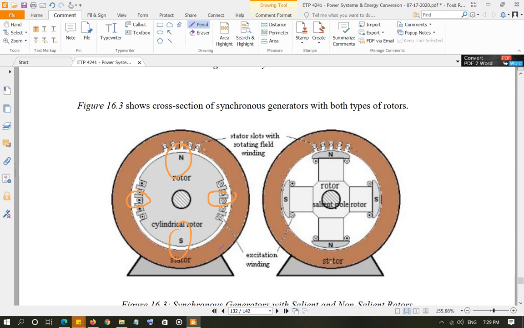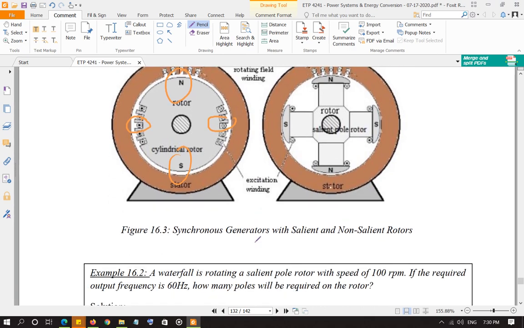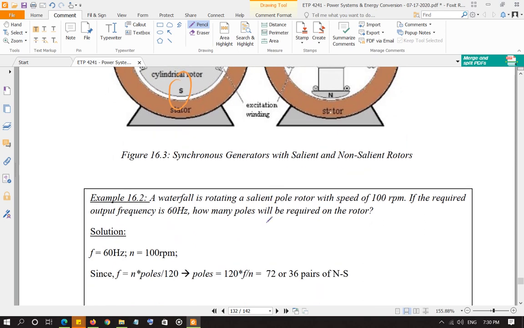So non-salient rotors have a smaller number of poles, and they are used with turbines that are rotating at a very high speed. And generally, your gas turbines, your fossil fuel turbines, they run at a very high speed, and the cylindrical rotors are used in those types of turbines.